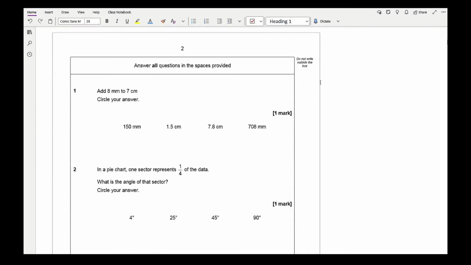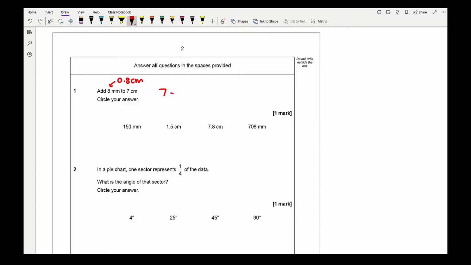So the first couple are going to be multiple choice. The first one is add 8mm to 7cm. Now when dealing with a mixture of units, what you want to try and do is make sure that they're all in the same units. Now 8mm is 0.8 centimeters, so you're adding 7 plus 0.8, which gives me an answer of 7.8.